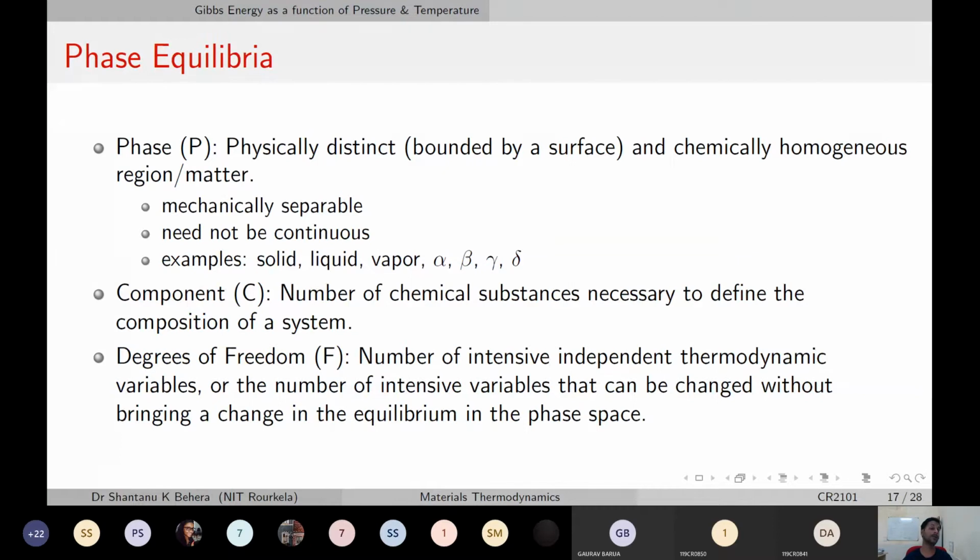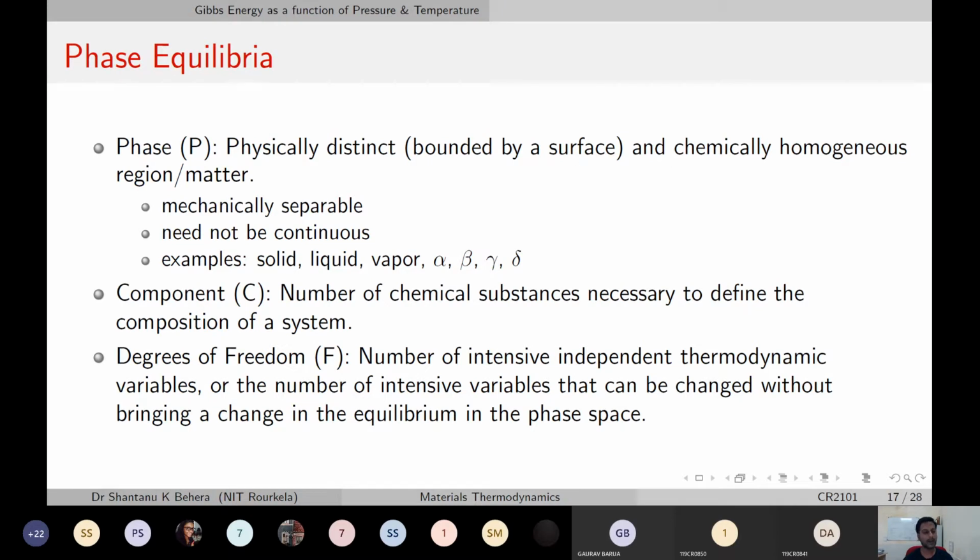Independent variables mean, how much can I change the pressure? The pressure is currently at 1 atmosphere. Can I change the pressure to 2 atmosphere, 3, 4, 5, 6, high? And if even after changing that, my ice or something that I'm considering remains the same, then I would say that pressure is a degree of freedom. Likewise, can I change the temperature? Likewise, can I add more and more water onto it without changing something? That would then be called a degree of freedom, right?